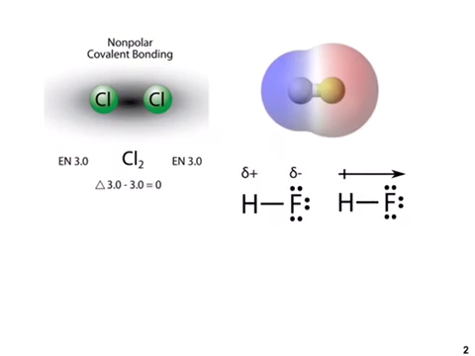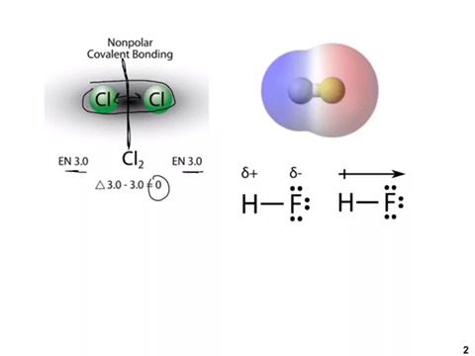So when we look at these pictures, our nonpolar covalent bonds, in this case we actually have the diatomic molecule of chlorine. Both of them have electronegativities of 3. When you subtract them, we get a difference of 0, which puts us as a nonpolar covalent bond. And you'll see here that this molecule is very symmetrical. We could draw a line down the middle and it's a mirrored image on both sides.